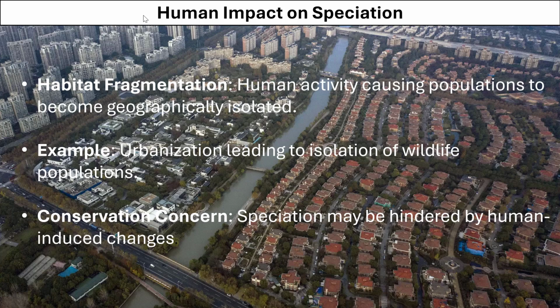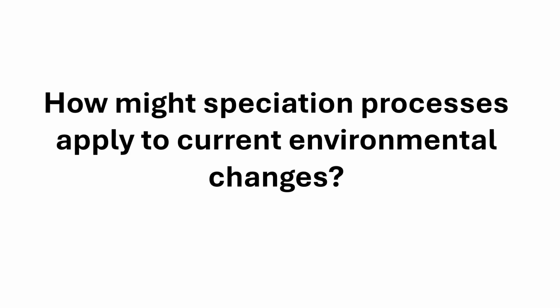Now about the impact of human activity on speciation. Human beings cause habitat fragmentation. That means they are causing populations to become geographically isolated from each other. For example, urbanization leads to the isolation of wildlife populations. How might speciation processes apply to current environmental conditions?